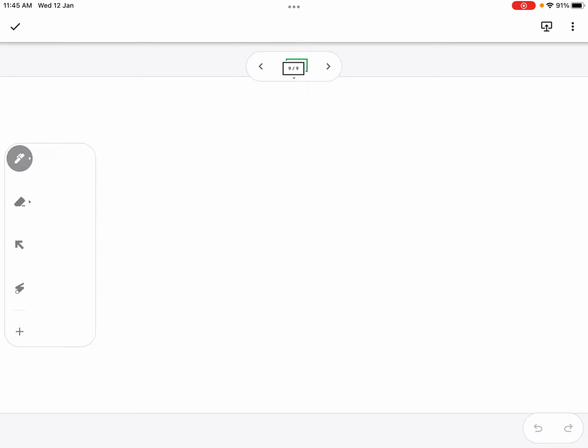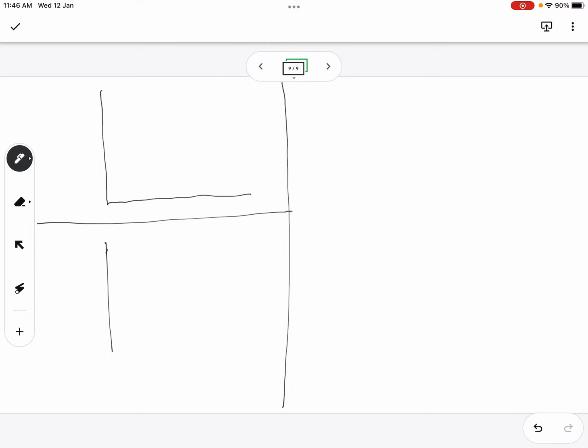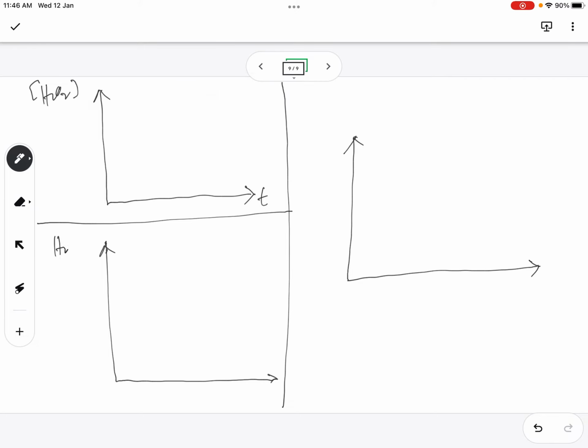I divide this into two because I want to show you. Maybe this part, I just take a part of it, like this, divide into 3. Here and here, like that. We will plot. You need 3 graph papers: concentration of H2O2 versus time, concentration of H2O2 versus time, and concentration of H2O2 versus time.